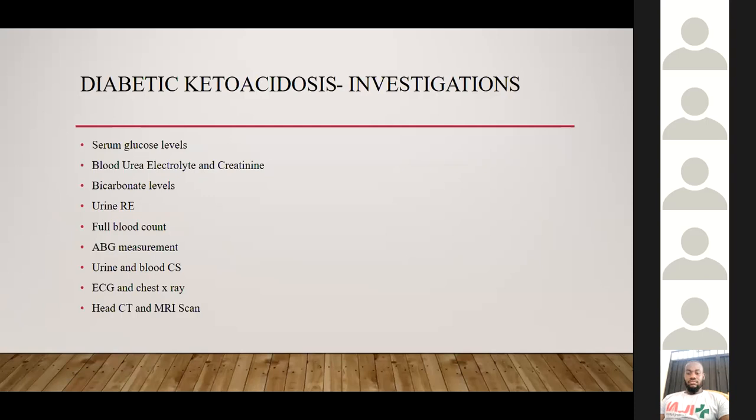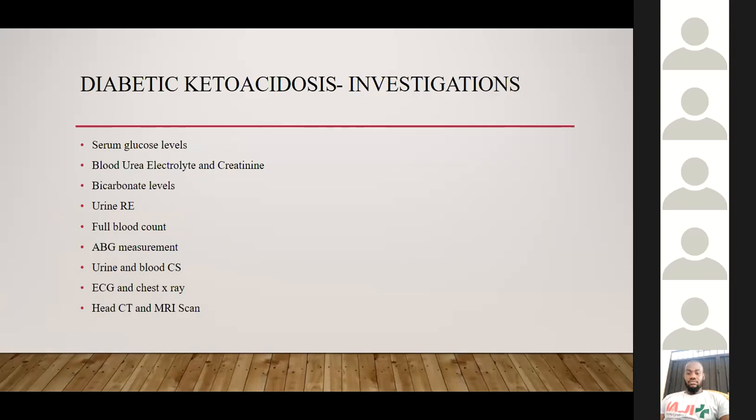Investigations, of course, blood glucose levels will be raised. Kidney function tests, you can realize that your urea and creatinine levels will be deranged, electrolytes will be deranged when the patient is actually having some form of acute kidney injury. You can check for bicarbonate levels, and the bicarbonate, it's a base. So once you are talking about acidosis, then you mean bicarbonate levels will be reduced.